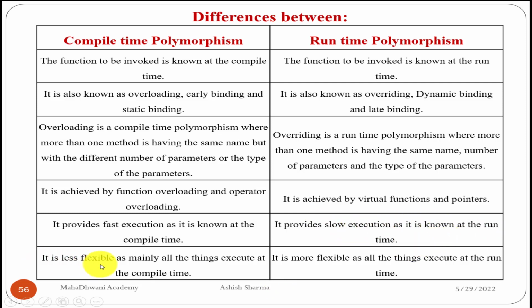Compile time polymorphism is less flexible, as mainly all the things execute at compile time. Runtime polymorphism is more flexible, as all the things execute at runtime. This is also called dynamic binding.